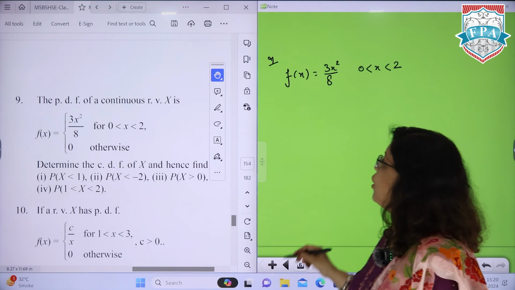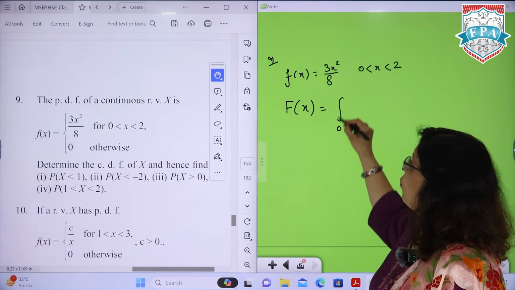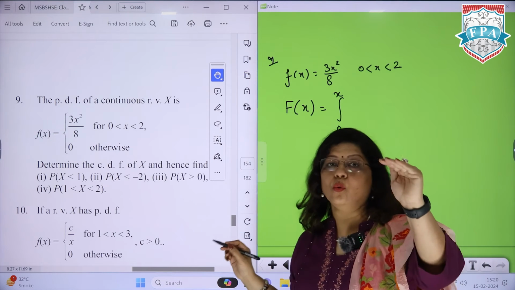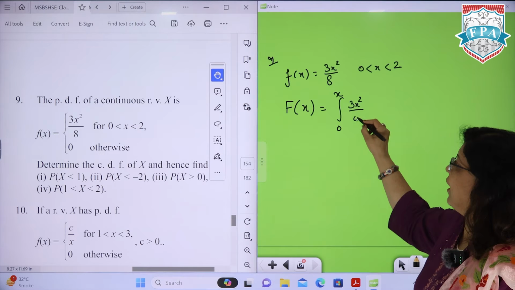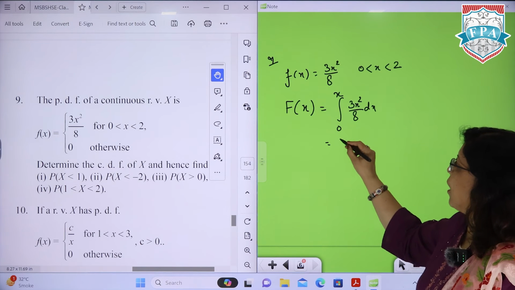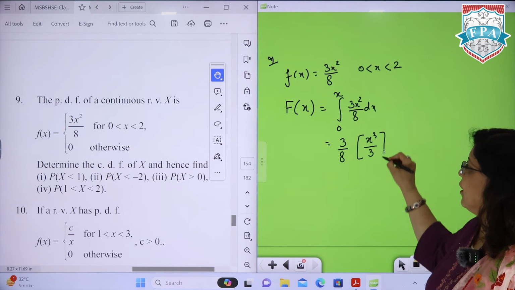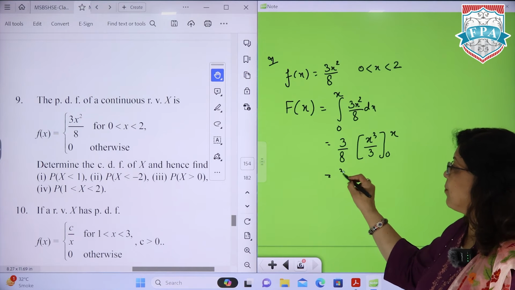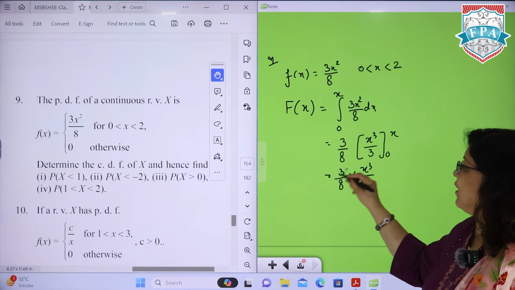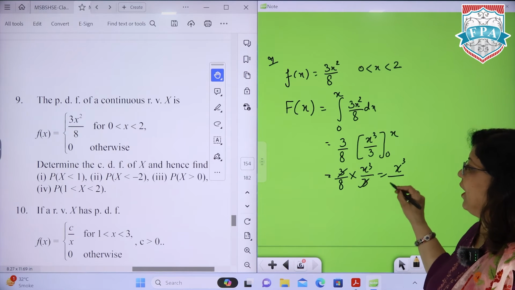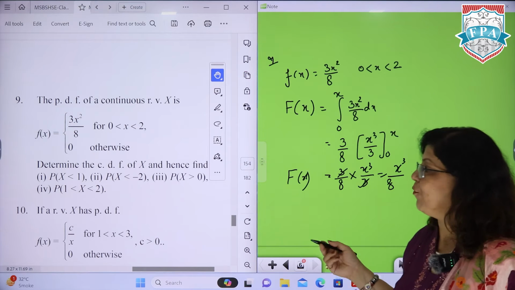For determining the CDF of x, you write F of capital X, which is 0 to x. Then don't go till 2. It is 0 to x fx dx, which is your 3x square by 8 dx. Now take 3 by 8 common, this becomes x cube by 3, 0 to x. When we substitute the things, the 3 cancels. So the final answer will come as x cube by 8. So this is your Fx, and now we have to calculate the CDF of various things.